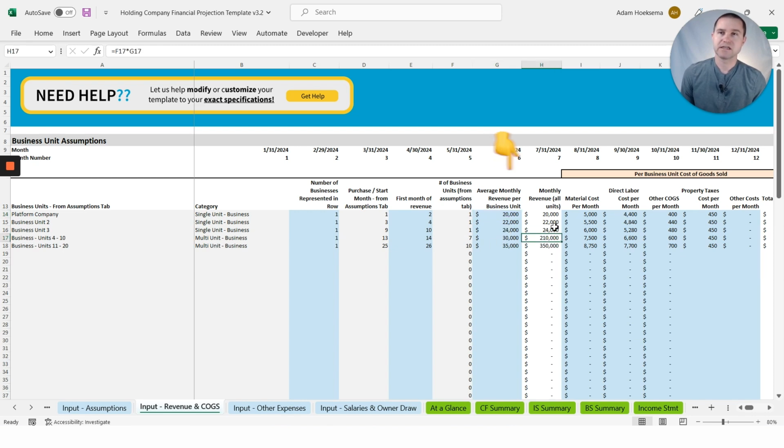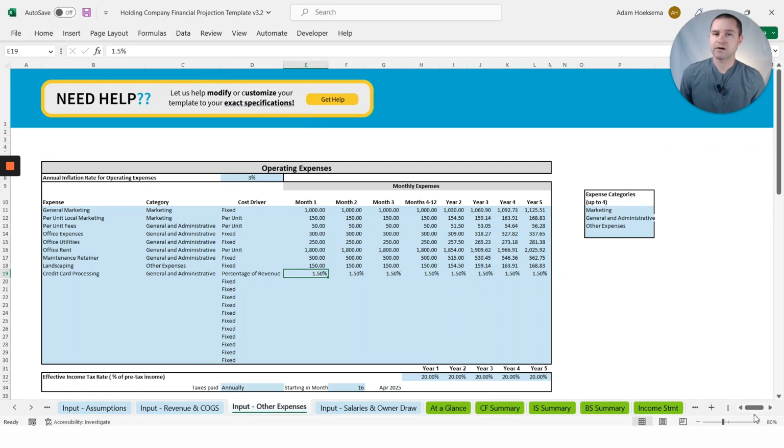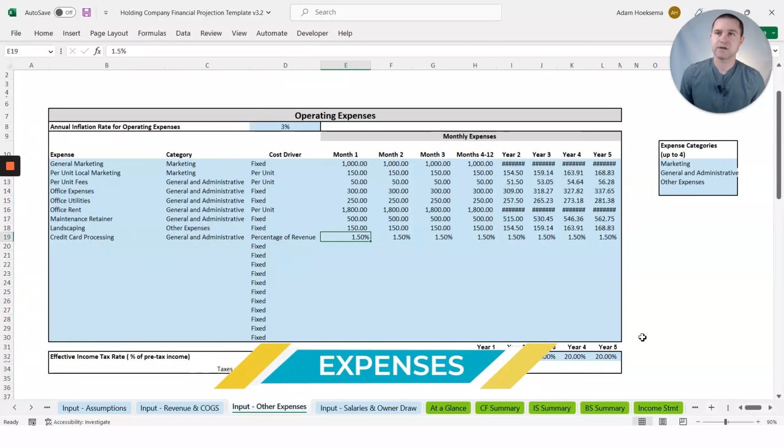So what you can see here, monthly revenue from all units, you'll notice that at $210,000 from this line item, it's taking the $30,000 in monthly revenue per unit times the 7 units to come up with that $210,000. So just keep that in mind. And then all of these expenses here are also on a per unit basis. So these things are going to be multiplied by 7 in this case. And so you can put in material and direct labor costs and other costs of goods sold on a per business unit basis.